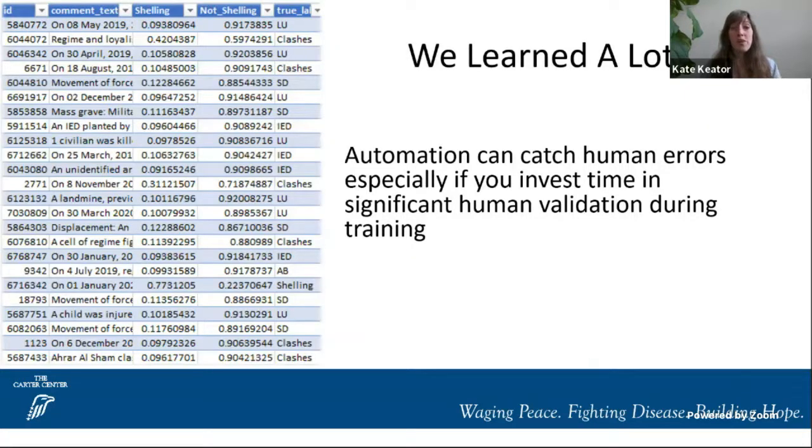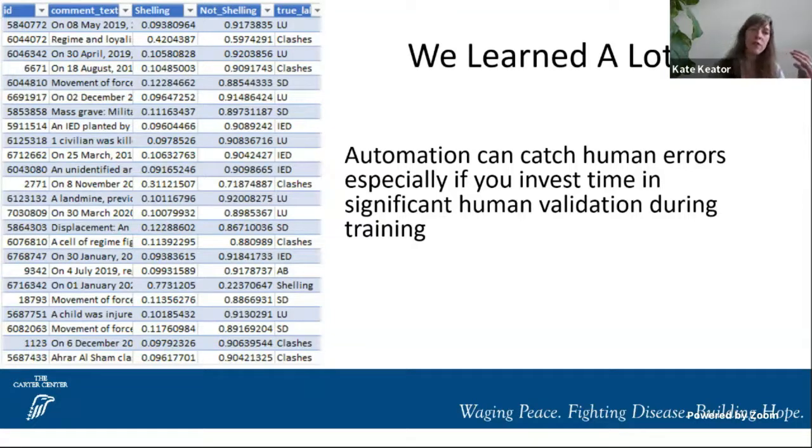We also learned a lot with human errors. Automation can catch human errors, especially if you invest the time in human validation during that training process, which is just good practice, but we really learned just how great and helpful that can be. Some of our analysts were occasionally misclassifying incident types, which happens, we're human. You're looking at hundreds of data points a day sometimes. So that model caught that human error.